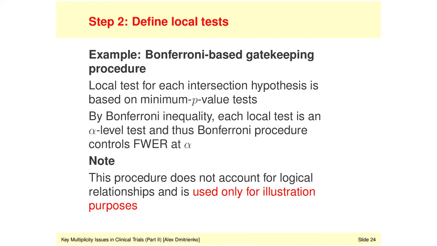Here, just for the sake of illustration, I'm going to show you how to set up a Bonferroni-based gatekeeping procedure. With a Bonferroni-based approach, the local tests for the individual intersection hypotheses are defined in a very straightforward way. They are simply based on minimum p-value tests. And by the Bonferroni inequality, it's very easy to show that each one of those local tests is in fact an alpha level test. And therefore, when we apply the closure principle, the Bonferroni-based procedure is going to control the family-wise error rate globally at alpha.